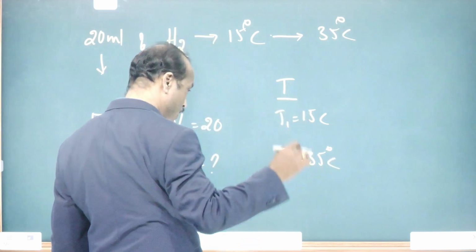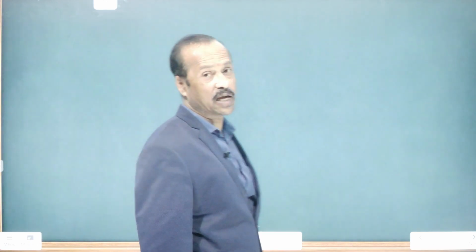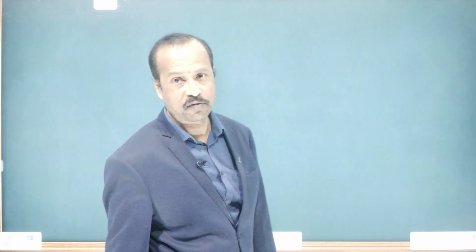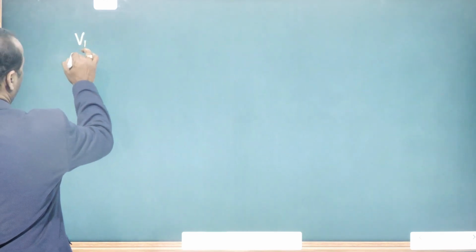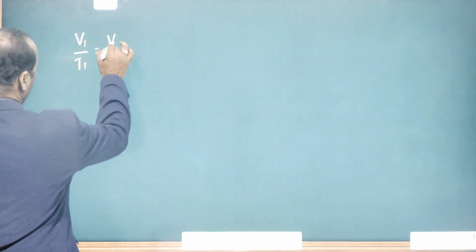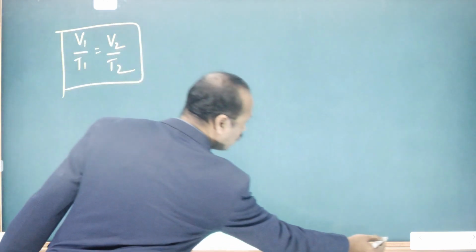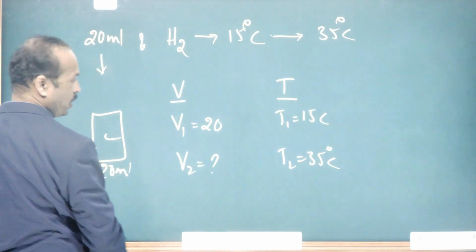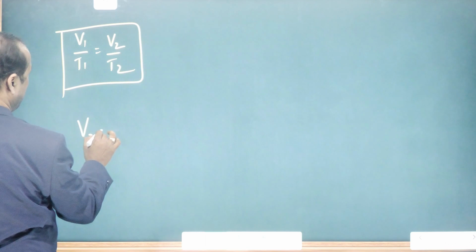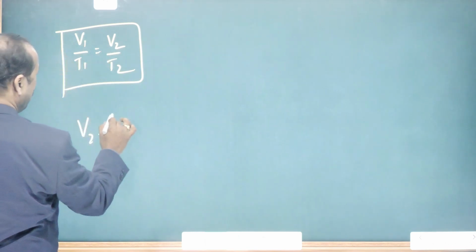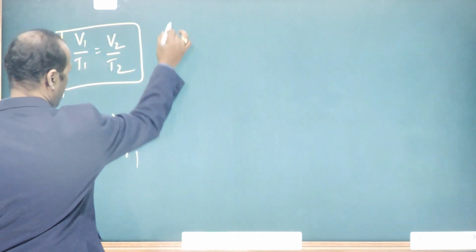Correct? Now, a very important point I am going to explain. From Charles law, when the pressure is kept constant, the volume of a given mass of a gas is directly proportional to temperature. So V1 by T1 is equal to V2 by T2. This is the formula for Charles law. Now, what do we want here? V2 we want. So we can write the formula V2 is equal to V1 into T2 by T1. This is the formula. Correct?